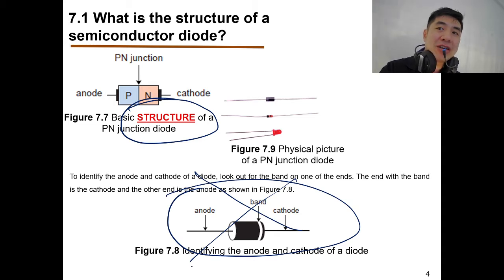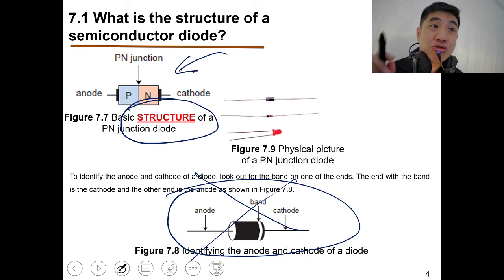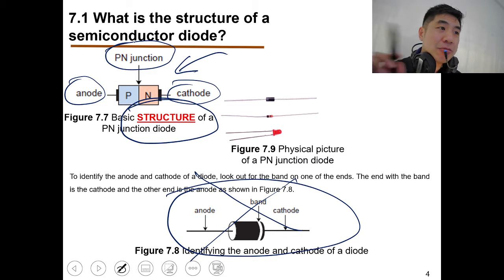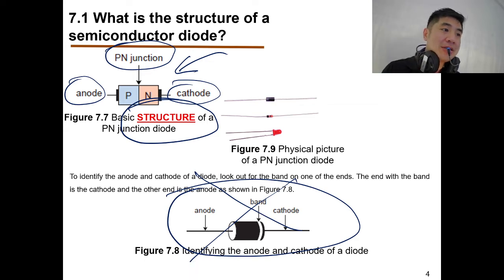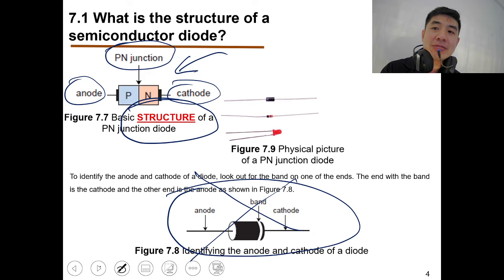The structure of the diode is this one. When you are asked to draw the structure of the diode, you must take note of the anode, the cathode, and the PN junction. You must label this part correctly. Very likely you'll be asked to draw it. In the national exams, this is a section A question. Make sure you get it right. Alright, next.